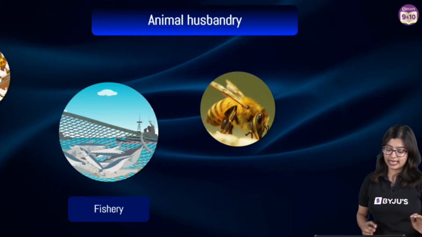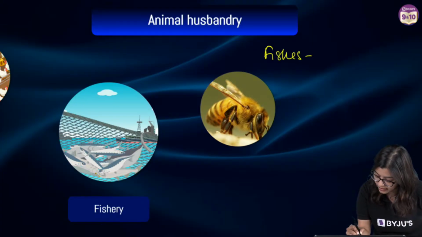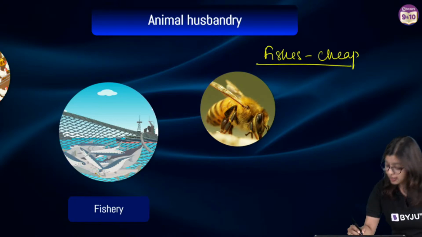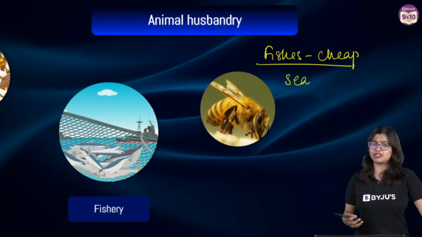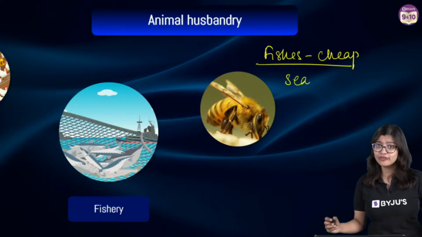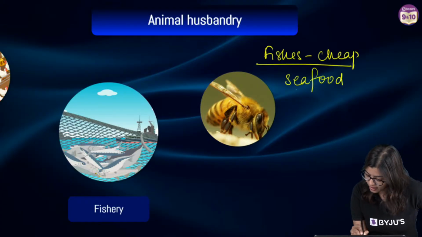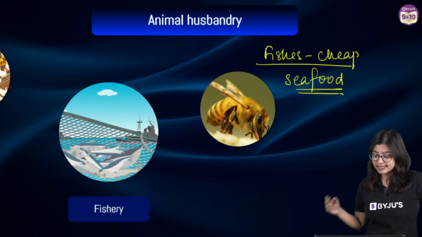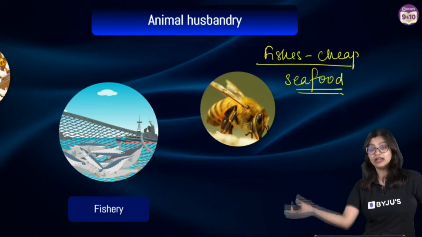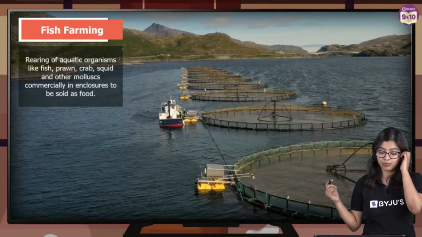Now in this particular case, when we talk about fishes, we see that fish is a very cheap source of protein. And there are various animals like shellfishes, prawns, in some cases octopus, squid, all of which provide a source of protein. And they all come under the category of seafood. Now all of them can be obtained naturally. Or the other way is by rearing them. So that is what we will talk about when we talk about fish production.